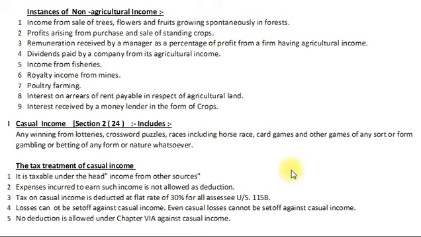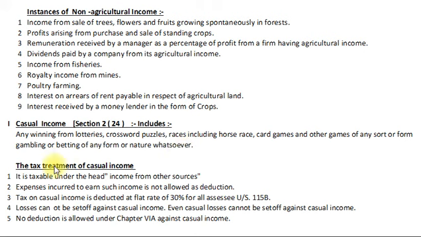Okay, our next term is casual income, which is defined under Section 2(24). Again, it is an inclusive definition. Casual income includes any winnings from lotteries, crossword puzzles, races including horse races, card games and other games of any sort or form, gambling or betting of any form or nature whatsoever. So here it is a casual income.